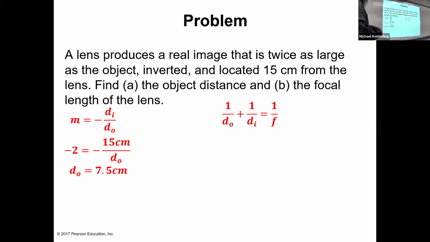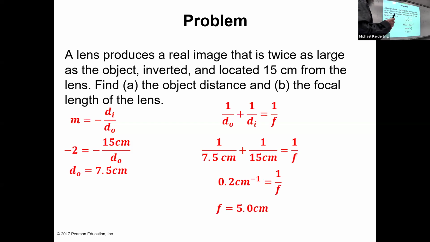Then, to find the focal length, 1 over d_o plus 1 over d_i is 1 over the focal length. So 1 over 7.5 centimeters plus 1 over 15 centimeters is 1 over the focal length. So 0.2 inverse centimeters is 1 over the focal length. So the focal length is 5 centimeters.